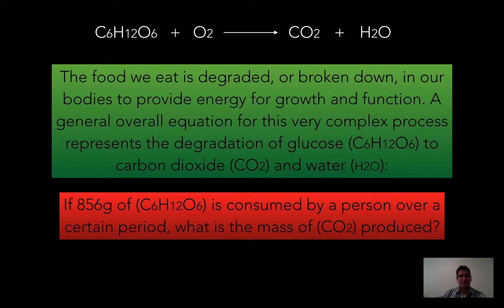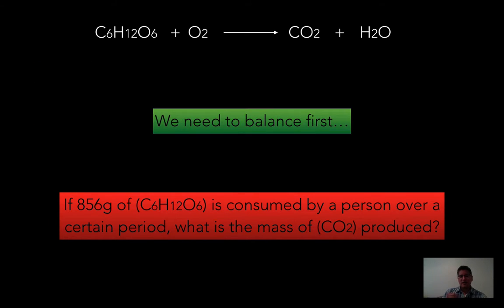If 856 grams of glucose is consumed by a person over a certain period, what is the mass of CO2 that is produced? Right? So we have 856 grams of glucose. That is our beginning point. That is our given, and we want to turn that into mass of CO2, which means we want to go from grams of glucose to grams of CO2. But there's a problem first.